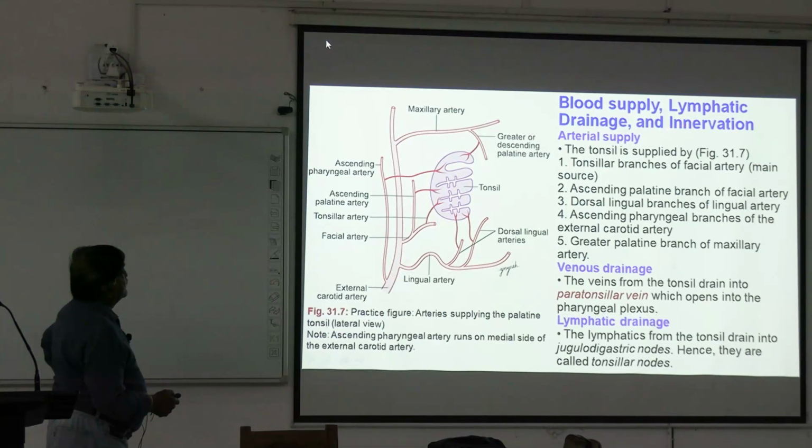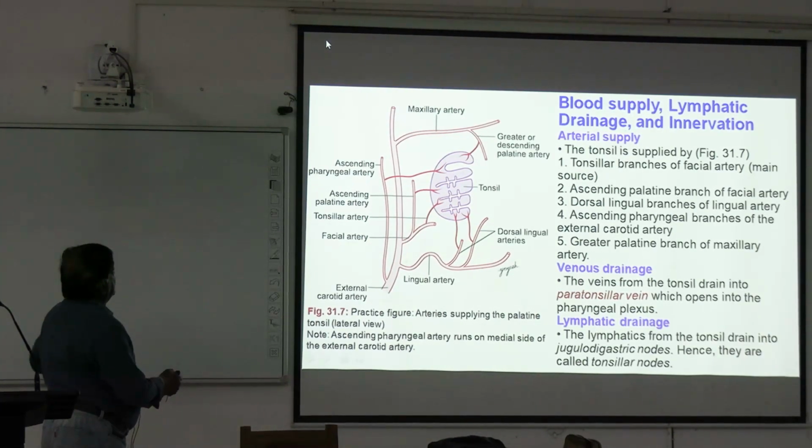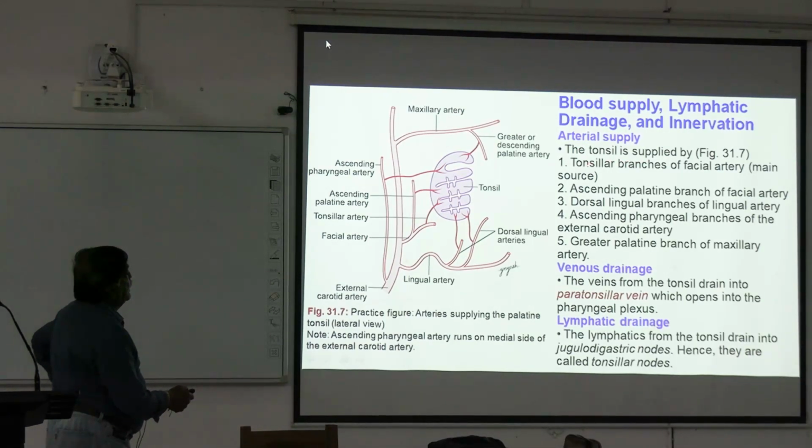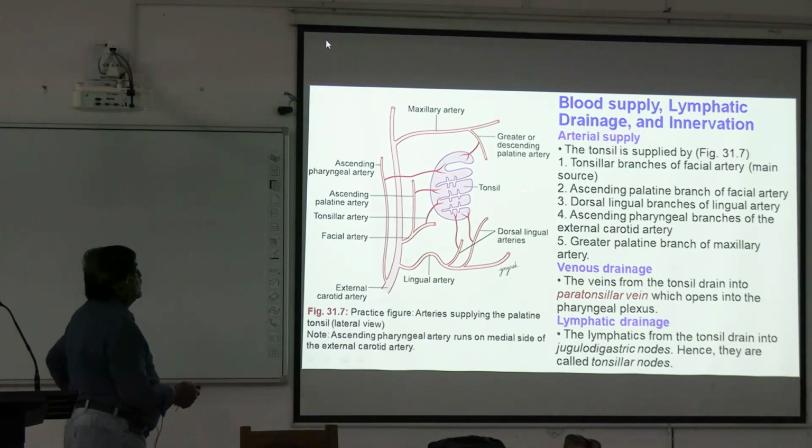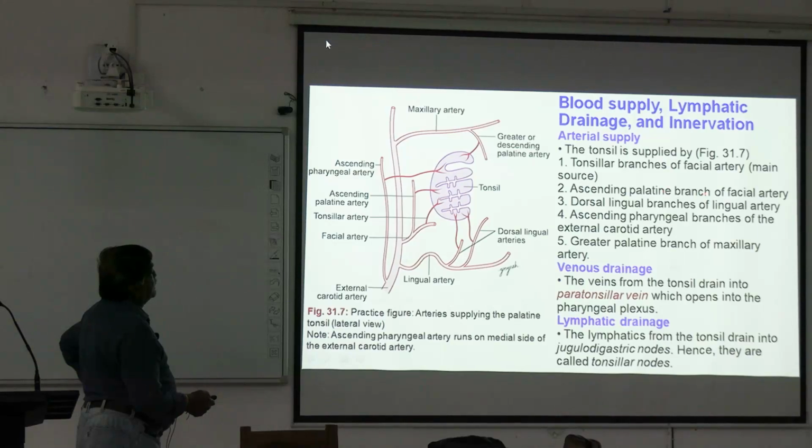Now, blood supply, lymphatic drainage and innervation. Say this is the maxillary artery, this is the external carotid artery, this is the lingual artery, facial artery, ascending palatine artery, tonsillar artery, and ascending pharyngeal artery. The tonsil is supplied mainly by the tonsillar branch of the facial artery. This is the tonsillar artery. The major part is supplied by the tonsillar artery, ascending palatine branch of the facial artery, dorsal lingual branch of the lingual artery, and ascending pharyngeal branches of the external carotid.